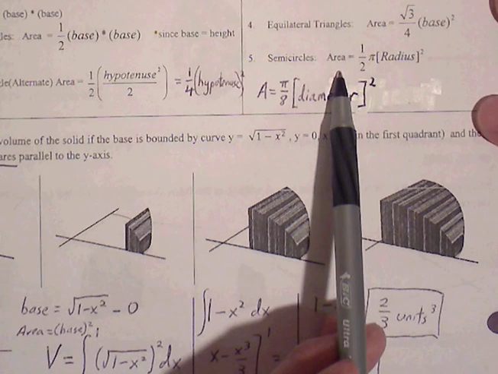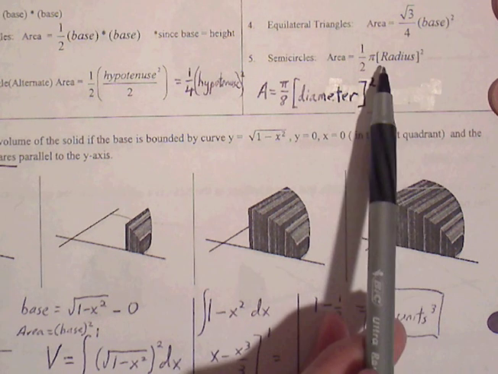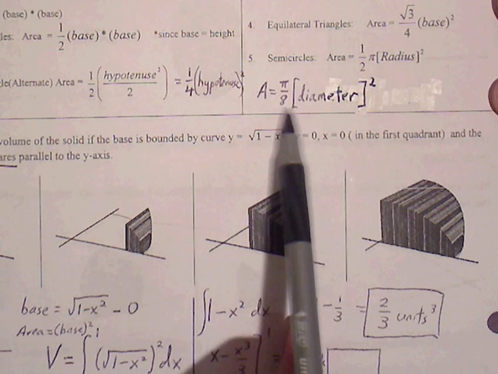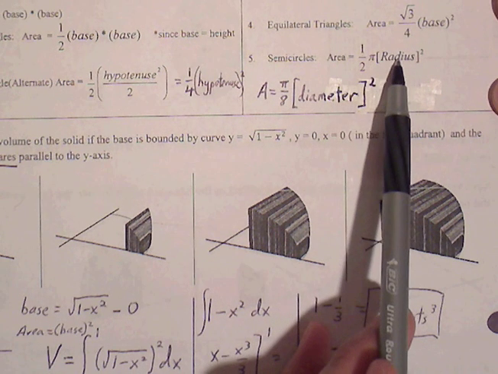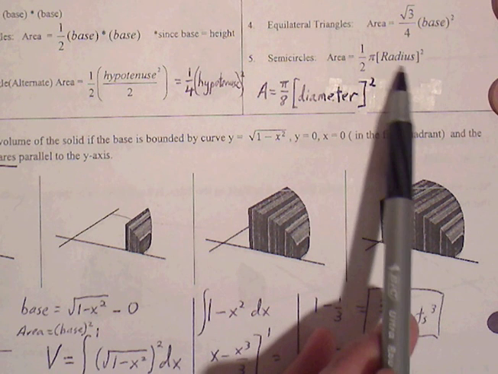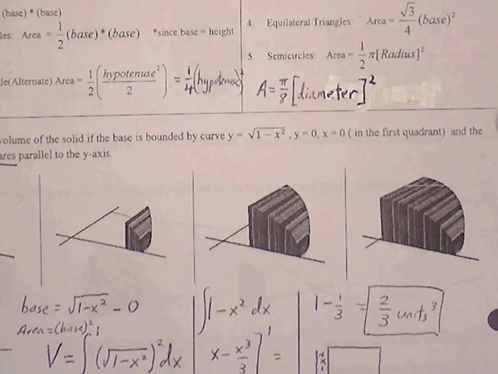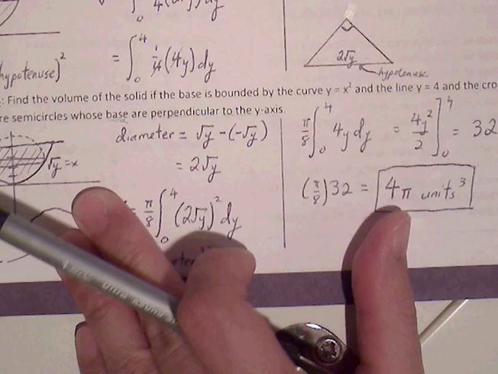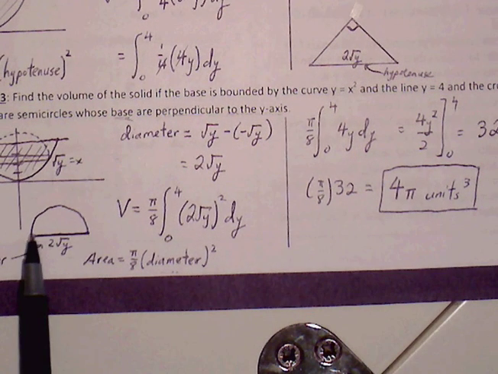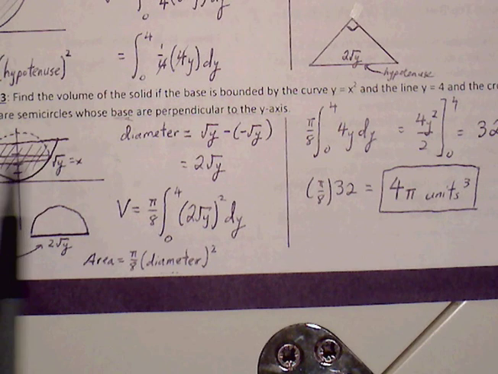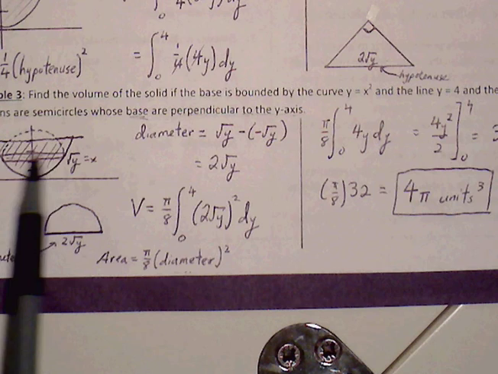You can think of a semicircle as 1/2 pi r squared, or if you're using diameter, you can think of it as pi over 8 diameter squared. And all we're doing is we're taking radius, replacing it with diameter over 2, and then squaring it, simplifying it, and it comes out to be this formula. So we're going to use that formula, pi over 8 diameter squared. So our diameter is 2 root y, because if you look at the shape that's created, this is the diameter of the semicircle.